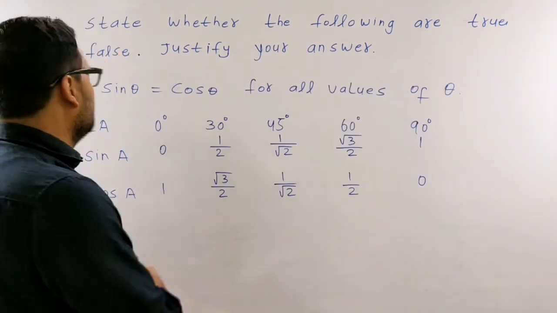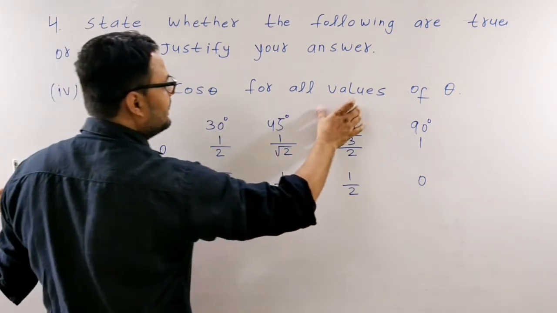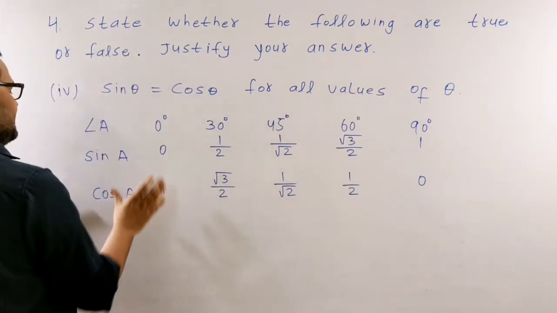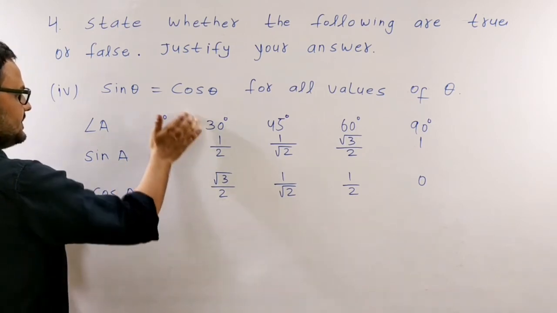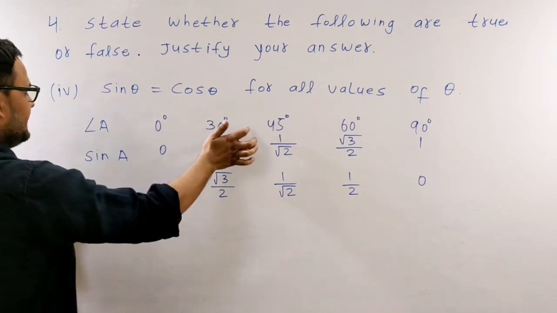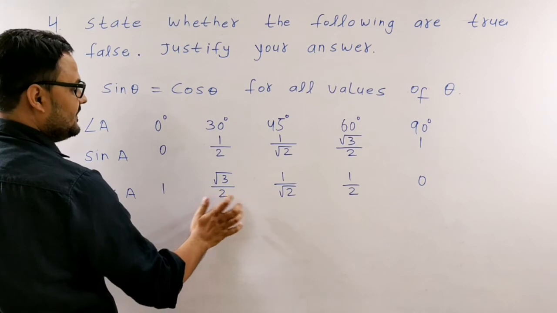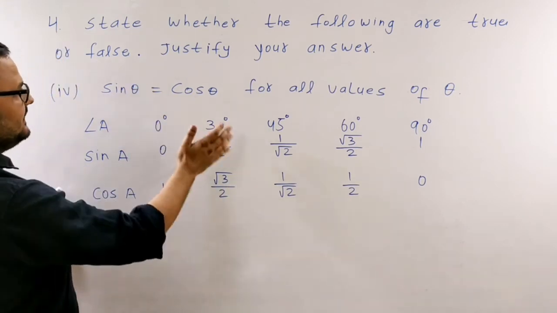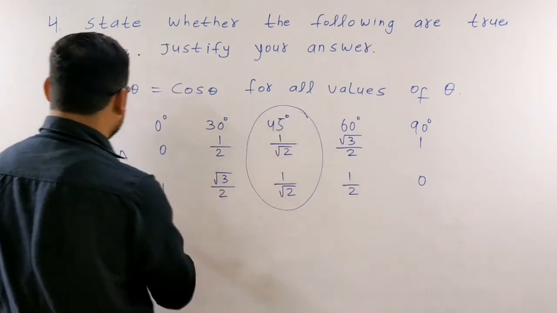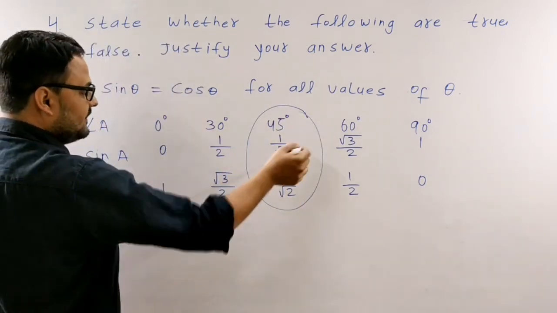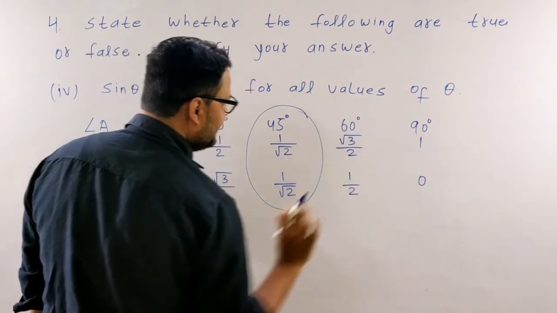Now the fourth question is sin theta equal cos theta for all values of theta. For any angle A, we know sin 0 is 0, cos 0 is 1. So for 0 it's not possible. Again for 30, sin 30 is 1 by 2, cos 30 is root 3 by 2. That is also not possible, they are not equal. Yes, for 45, sin 45 and cos 45 both are 1 by root 2. Again at 60 they are not equal, at 90 they are not equal.